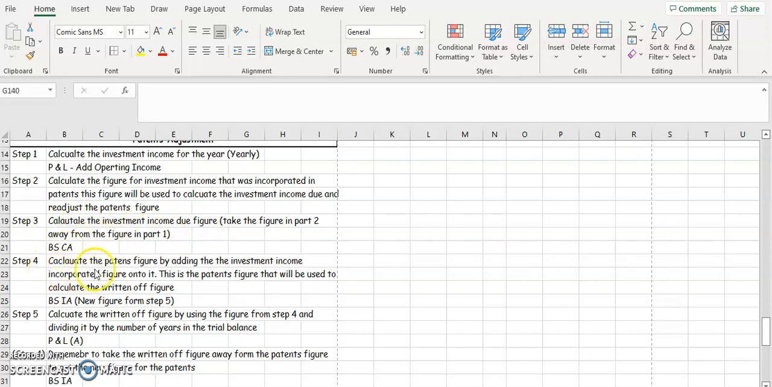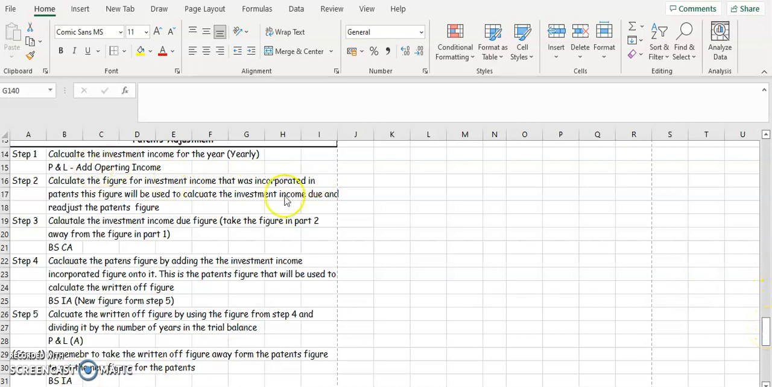Step 4, calculate the patents figure. That's going to be used to calculate the figure to be written off. Step 5, calculate the written off figure by using the figure from step 4 and dividing it by the number of years in the trial balance. That figure goes into your profit and loss as administration. Remember to take the written off figure away from the patents figure to get the new figure for patents from step 4. That goes into your balance sheet as an intangible asset.